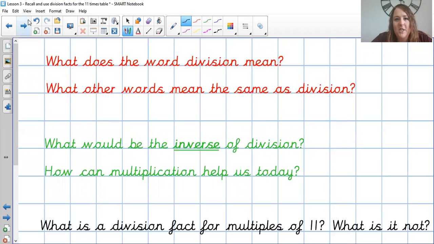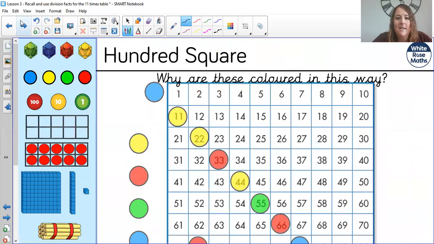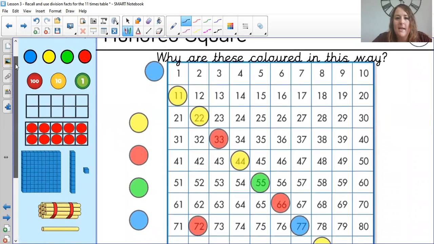Okay, the word division. Now we did this again when we were looking at our division when we were on our bubble lockdown, but the word division, what other words mean the same as division? We've obviously got divide, you've got split into equal groups and things like that. And we know yesterday that the inverse of division is multiplication, it's the opposite. And it says here, how can multiplication help us today? Hopefully you know that it's the inverse, so if you know the multiplication table, you can work out the inverse of the division today.